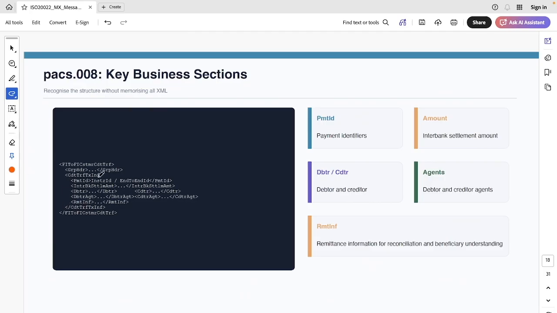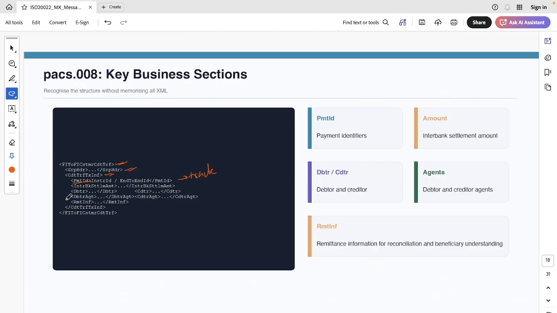The message body is FI to FI customer credit transfer. This tells us that this is an FI to FI customer credit transfer. Inside it, we have the group header. Group header gives the message level control information. Then we have the credit transfer transaction information. Inside the transaction information, look for payment ID. This is where identifiers such as instruction ID, end-to-end ID, UETR may appear. These references help track the transaction and link related messages.